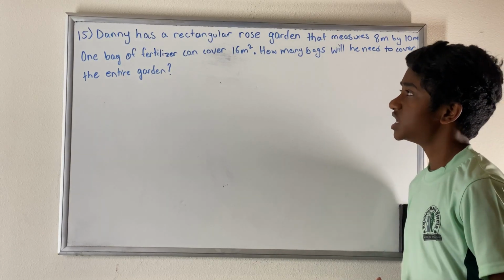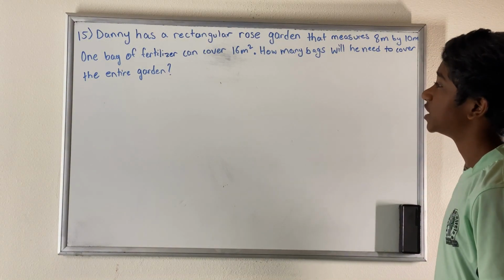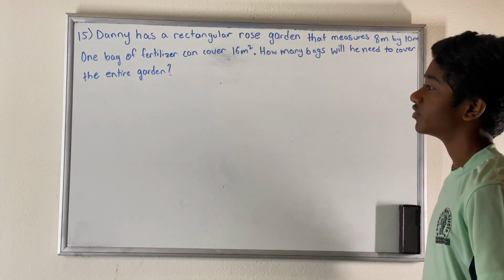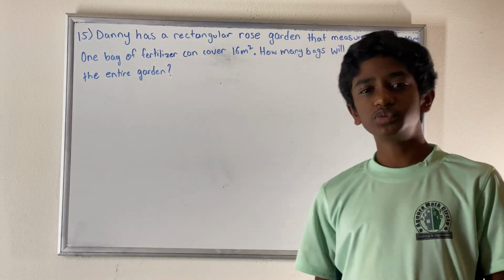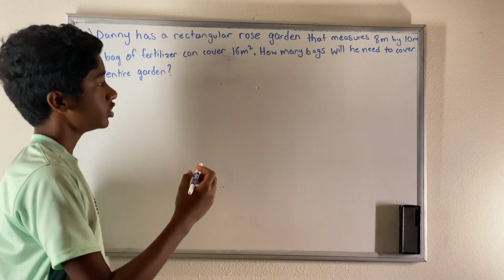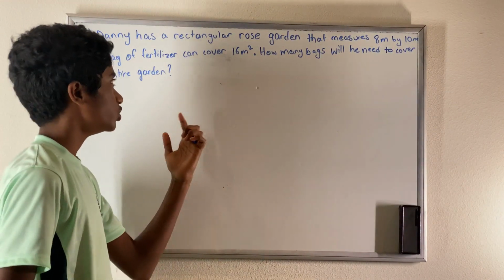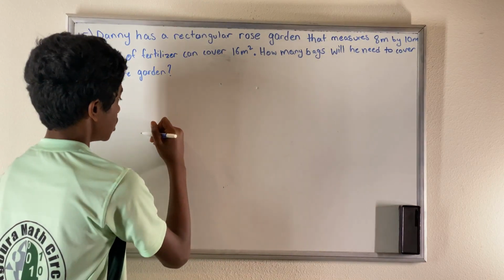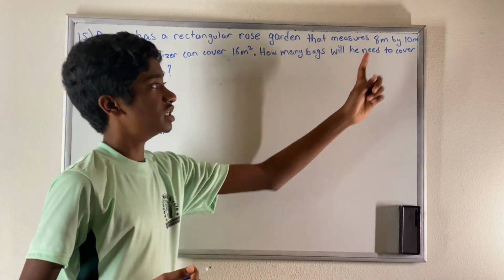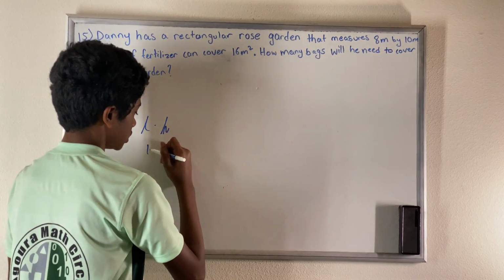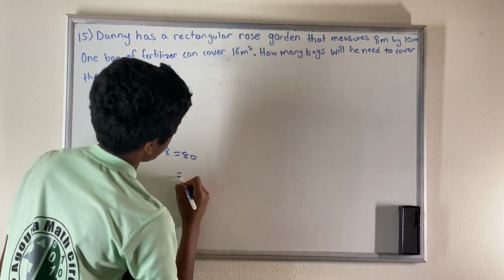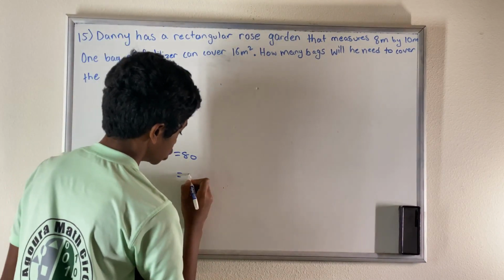Problem number 15. Danny has a rectangular rose garden that measures 8 meters by 10 meters. One bag of fertilizer can cover 16 meters squared. How many bags will he need to cover the entire garden? To solve this problem, first we have to find the area of the rectangular rose garden. The formula to find the area of a rectangle is length times height. The length in this scenario is 10 meters and the height is 8 meters. So it's 10 times 8, which is 80. So the area of the rose garden is 80 meters squared.